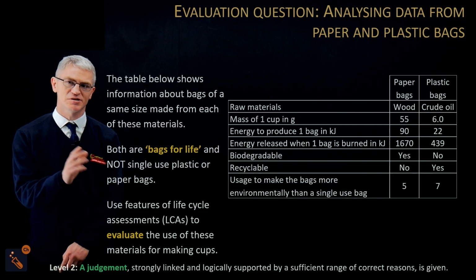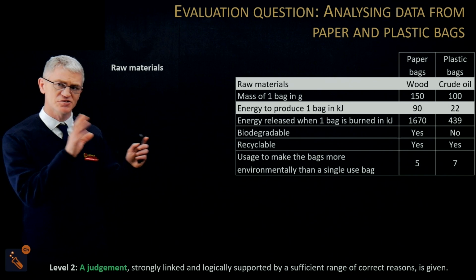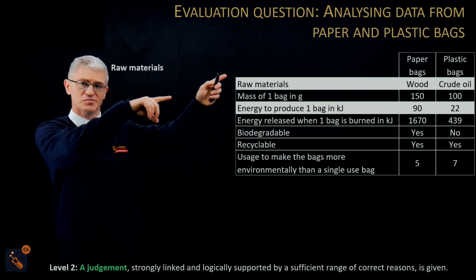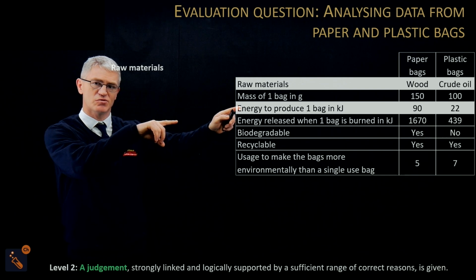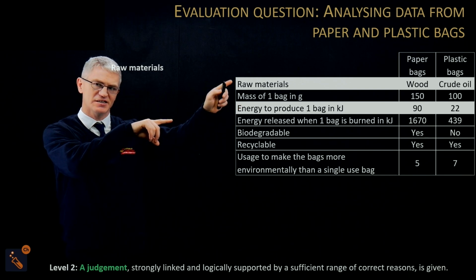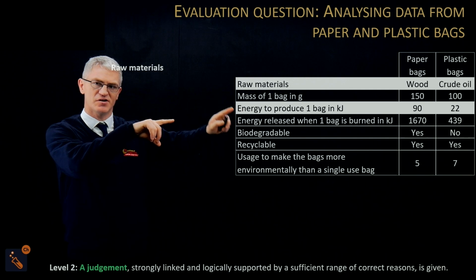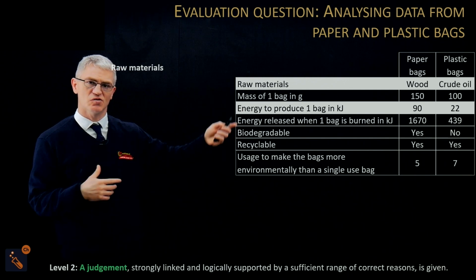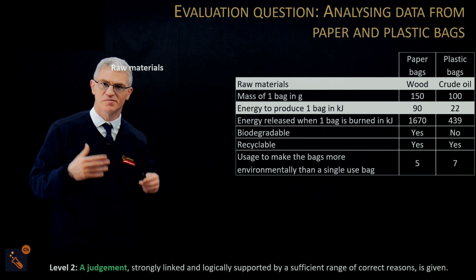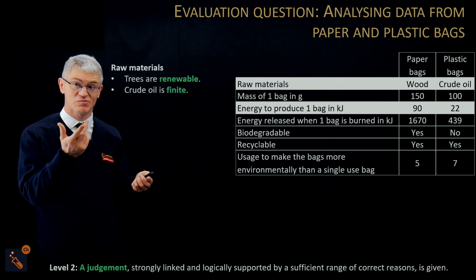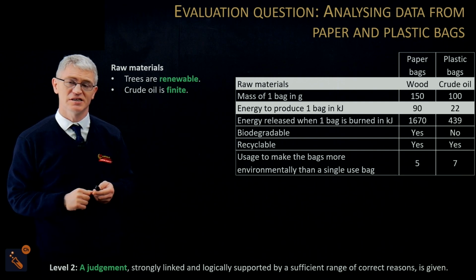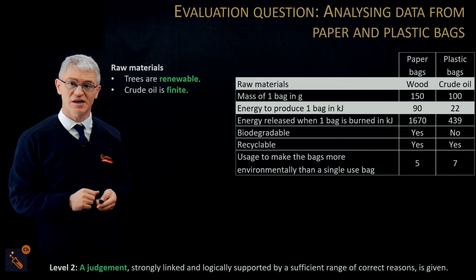Right, okay, so let's get this question out of the way and go straight into it. So raw materials, we looked at our raw materials, and we now have an energy to produce 1 bag in kilojoules. So basically, this is linked to the raw materials. I've highlighted both. You see we've just got wood for paper bags and crude oil. So what would we say about wood? We'd say it's renewable, and we'd say the trees are, and crude oil is finite or non-renewable, you can say.